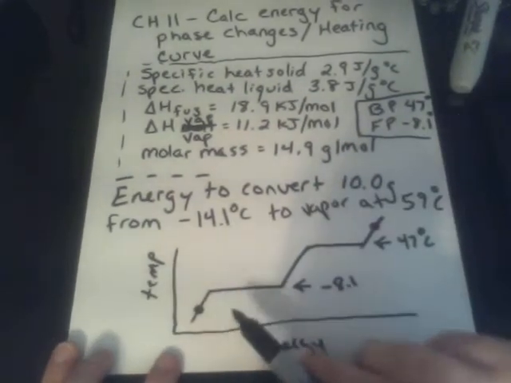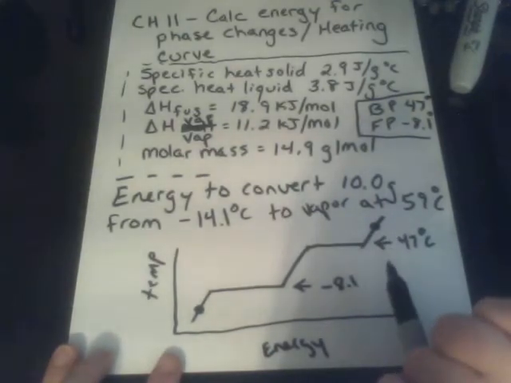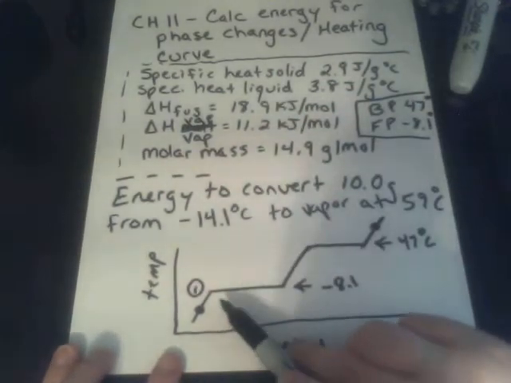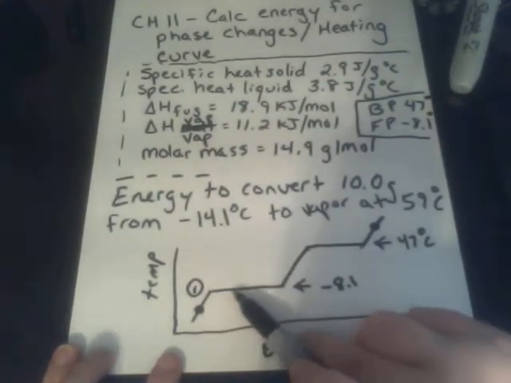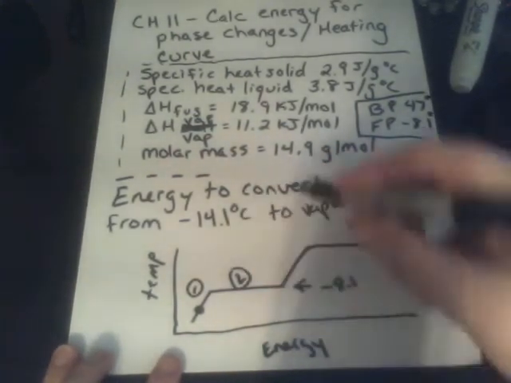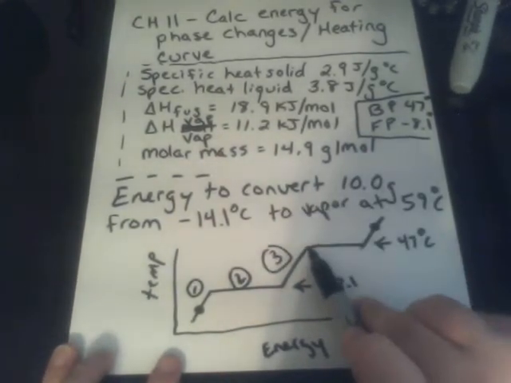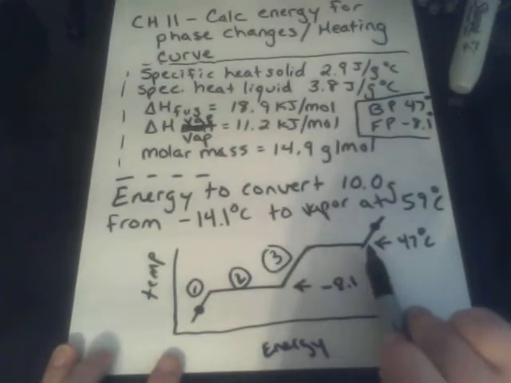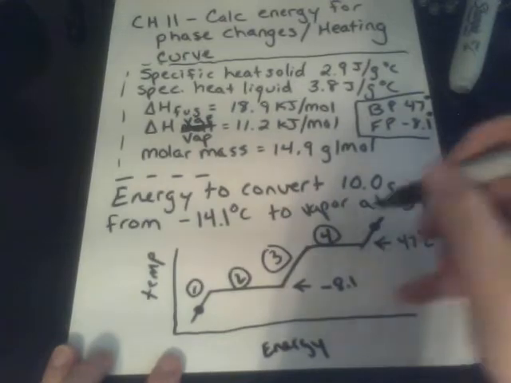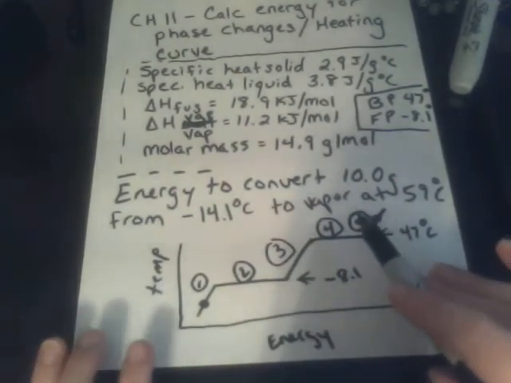So it looks like I have 1, 2, 3, 4, 5 things that I have to total up. I'm going to have to heat up the solid, convert all the solid into liquid, then heat up the liquid, then convert all the liquid into vapor. Then once it's at vapor, I have to heat it up again. So this is the longest possible scenario that you could get with one of these questions.